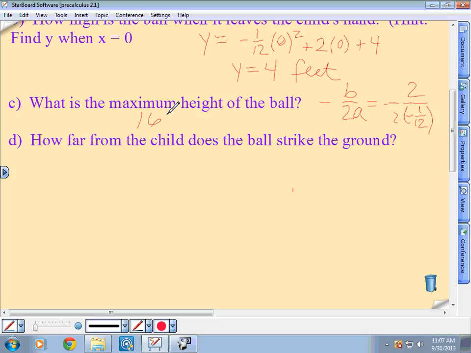You can put it in your calculator, and it estimates it for you.